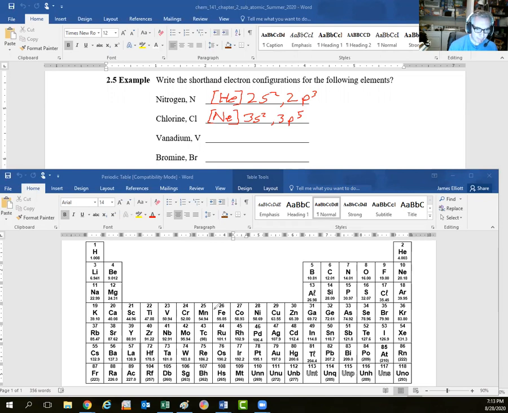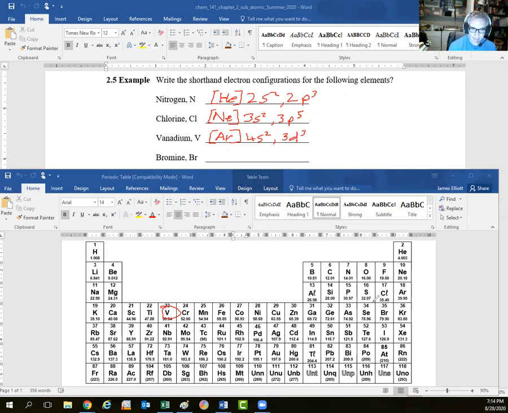With vanadium, there's vanadium in the fourth row of the table. So we back up to the end of the third row with argon. So 3 layers of electrons complete like argon. Then 4s2, 3d3. Remember the D subshell is one behind the row count.